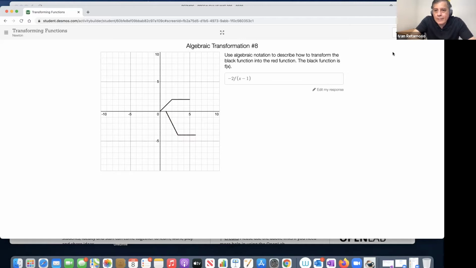Okay, so one more here. This one is very tricky too. Try to figure this out. Again, perhaps you are gonna need here a reflection, and then some shifts, and you may even need vertical stretching.